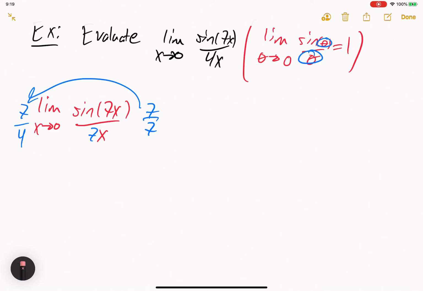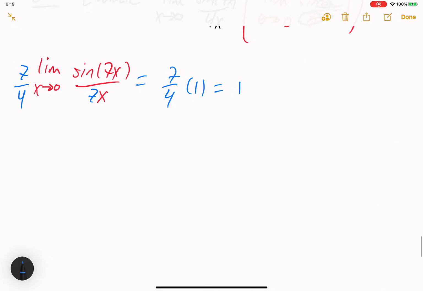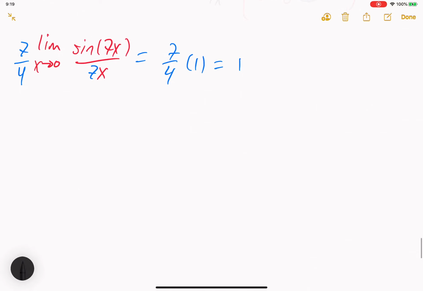So then what we get is the limit as x goes to 0 of sine of 7x divided by 7x, which is equal to 1. So we just get 7 over 4 times 1. And let me formalize it for you. Let me just rewrite that in a very clear, different way.